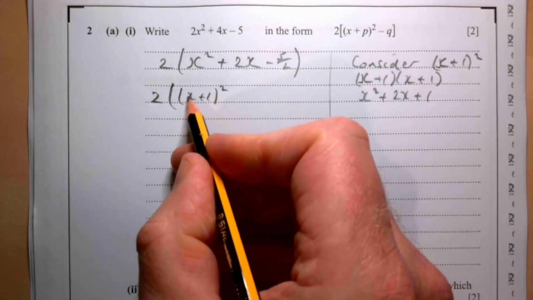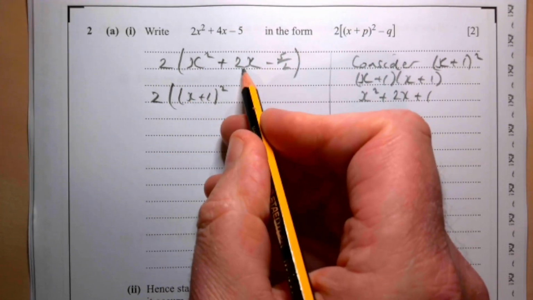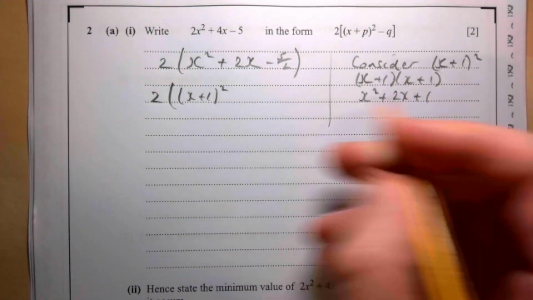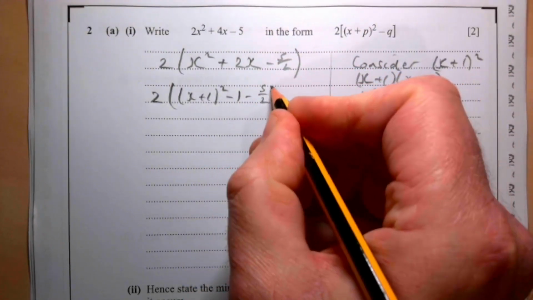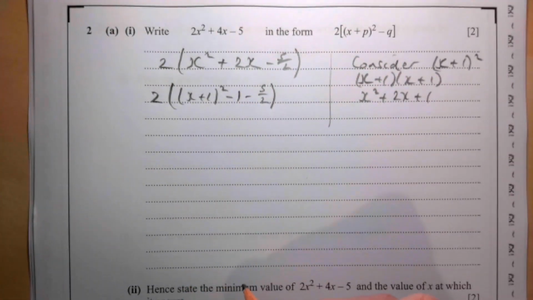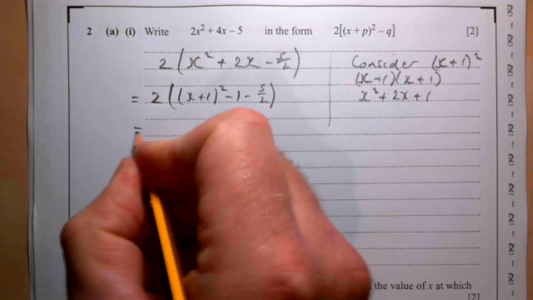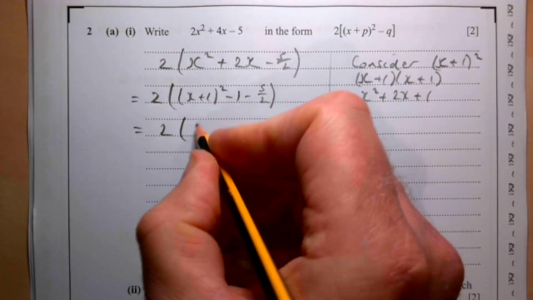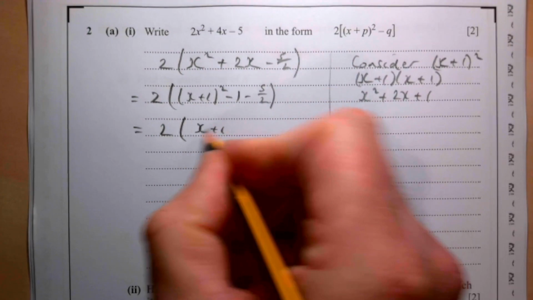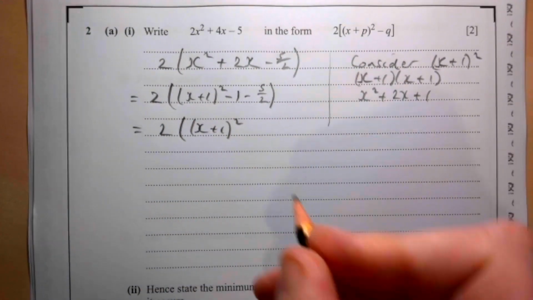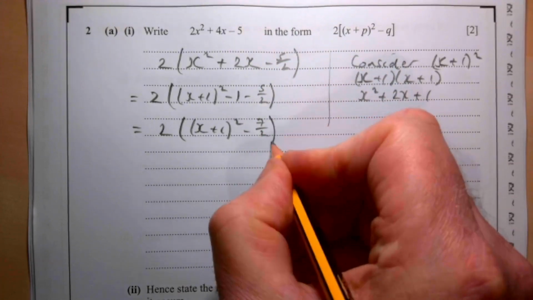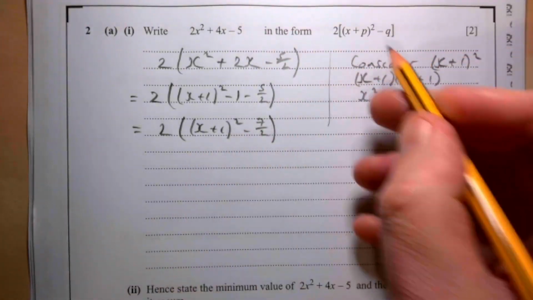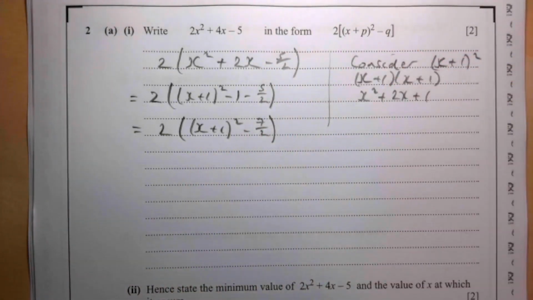This gives me x squared plus 2x, so that bit's good, but it gives me an extra 1 that I don't want. So I need minus 1 minus 5 over 2. That gives me 2 upon x plus 1 all squared minus 7 over 2, and that's effectively it in the correct form. I should maybe put a square bracket there, but hopefully you're happy enough with that.